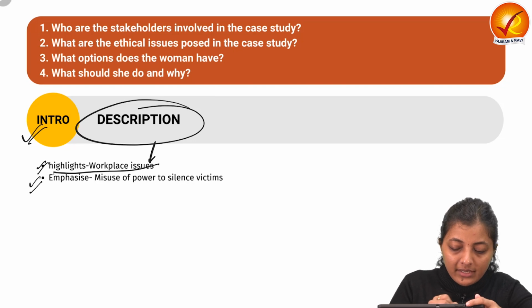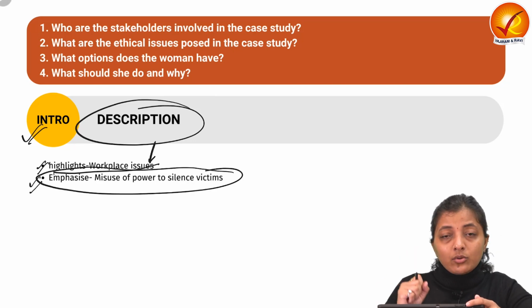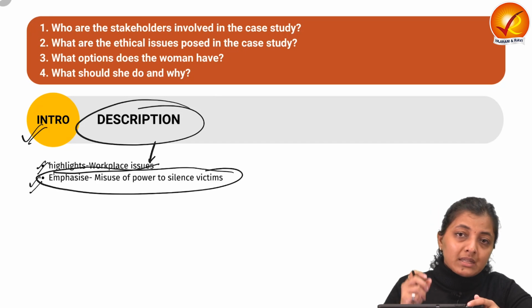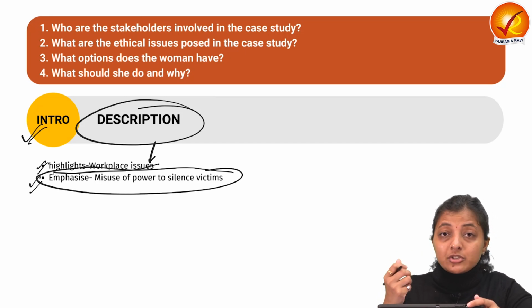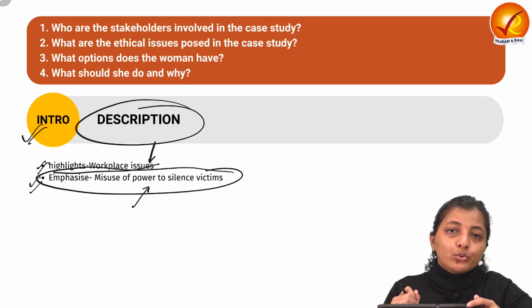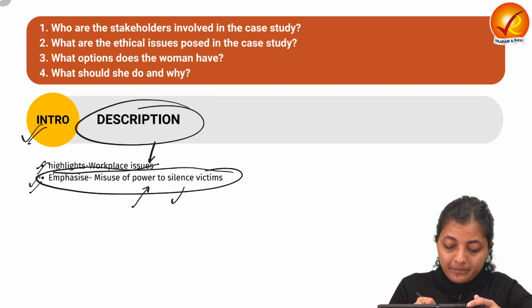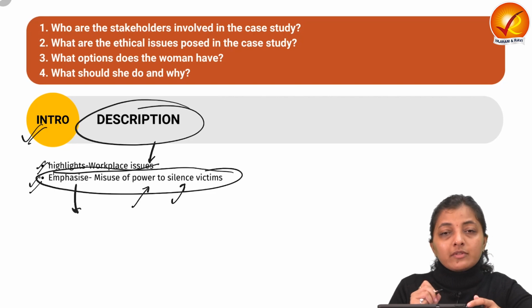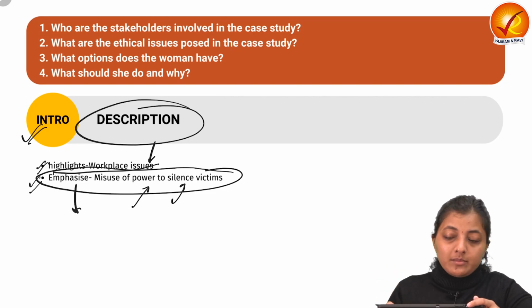And you can also write that dilemma in the question, or the ethical issue in the question: that the company, the institution, is silencing the woman by giving her the huge settlement money. So this shows the misuse of power to silence the victims.